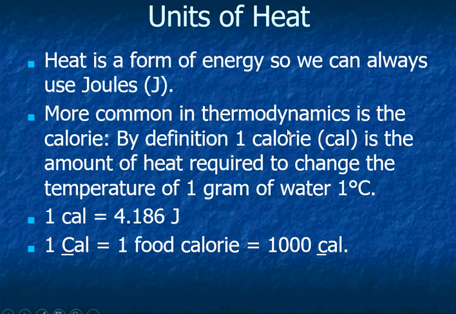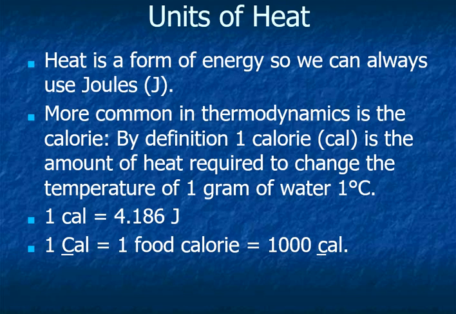By definition, 1 calorie, abbreviated cal, is the amount of heat that's needed to change the temperature of 1 gram of water by 1 degree Celsius. So that means if you had 1 gram of water, which would be like 1 milliliter, and you put heat into it in order to change that amount of water by 1 degree, the amount of heat would be equal to 1 calorie. Now to relate calories and joules, this is our conversion: 1 calorie equals just a little over 4 joules.